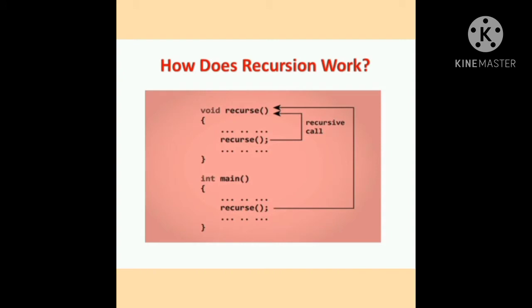How does recursion work? In a program, we have one main function and one recursive function. From the main program, we have a function called recurse. Once recurse has been called, the recurse function starts working. Here we can see how the recurse function is repeatedly called.